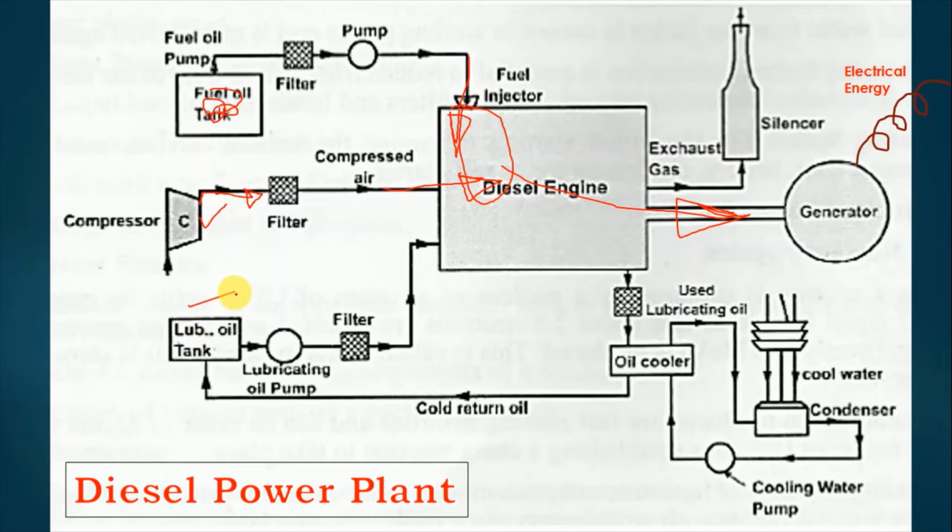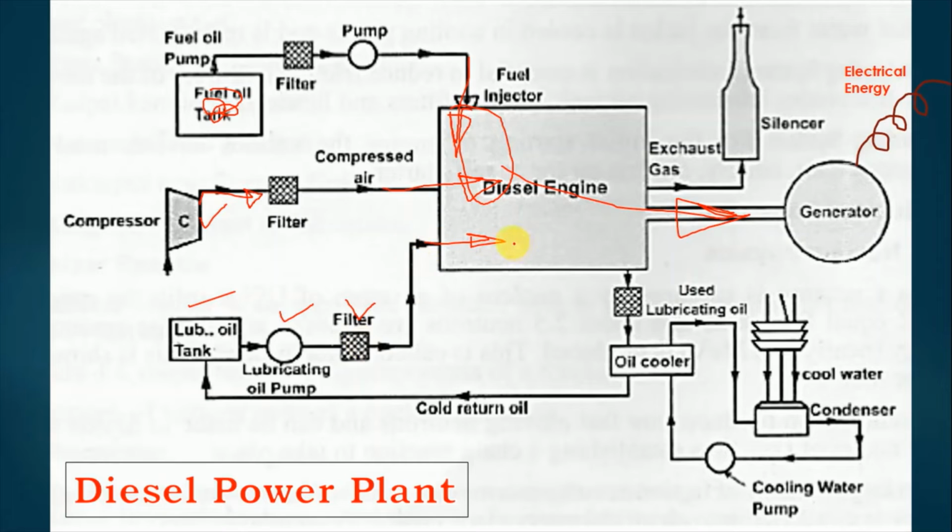Let's say this is the lubricating oil tank, then this is the lubricating pump, then the filter. Okay, these are the major three components. The lubricating oil tank is used for storing the oil. This lubricating pump will suck the oil from the tank and pass it through the filter, and it will enter into the engine systems. So this will remove the foreign particles which are present there.